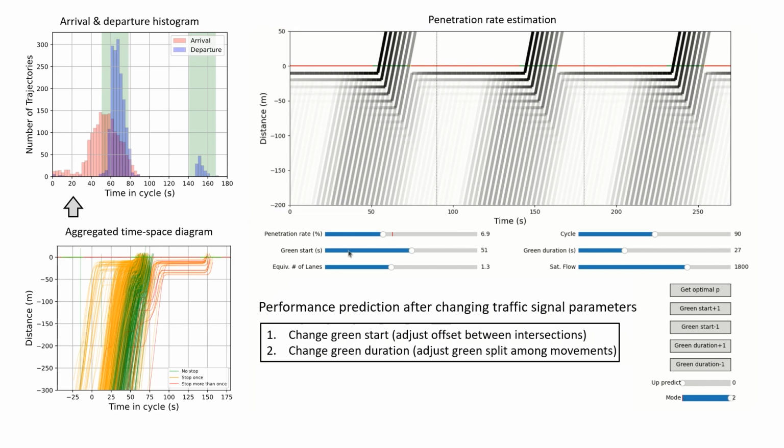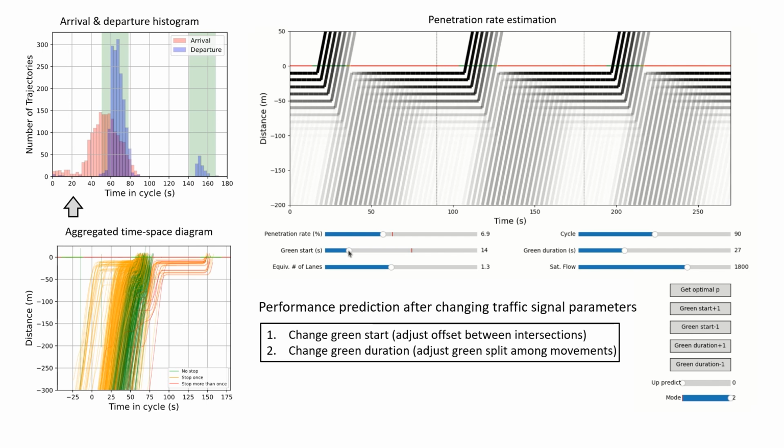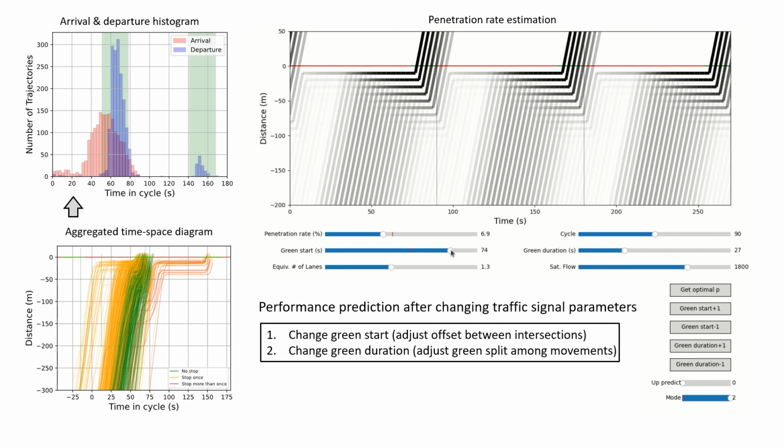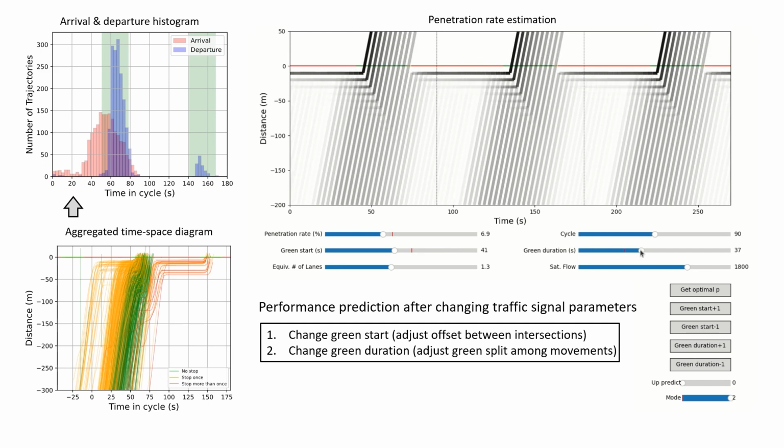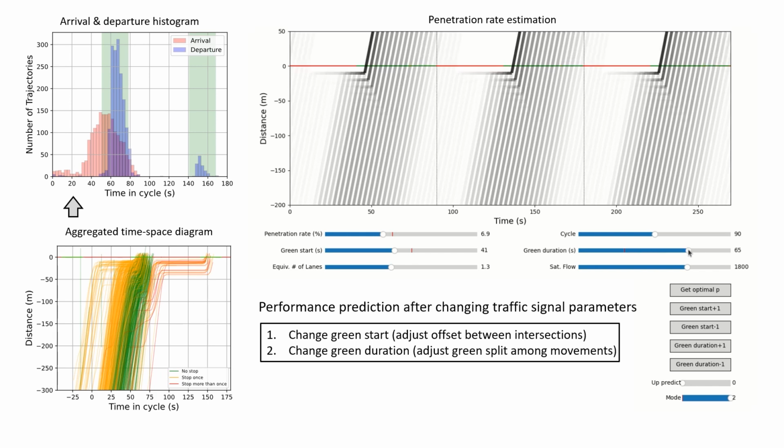Finally, we can predict how the time-space diagram will shift for different signal parameter changes. We can change the offset between intersections to adjust coordination, or we can adjust the green duration of this movement. As the green duration increases, the trajectories can pass to the intersection with less delay.